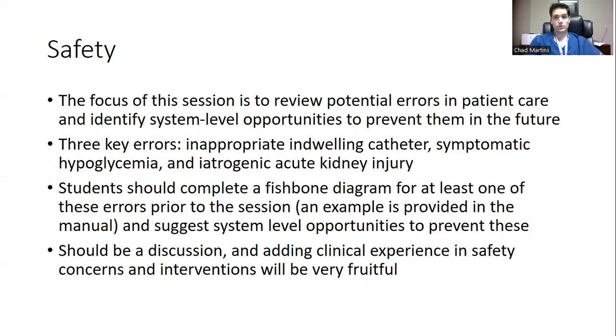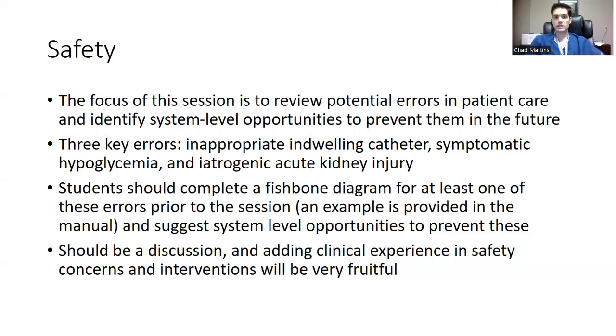All three of these things were not necessarily significantly impactful. There wasn't a lot of morbidity. A couple of them were actually just near misses. But when you think about it, there should be something that we pay close attention to so that we don't harm patients in the future.